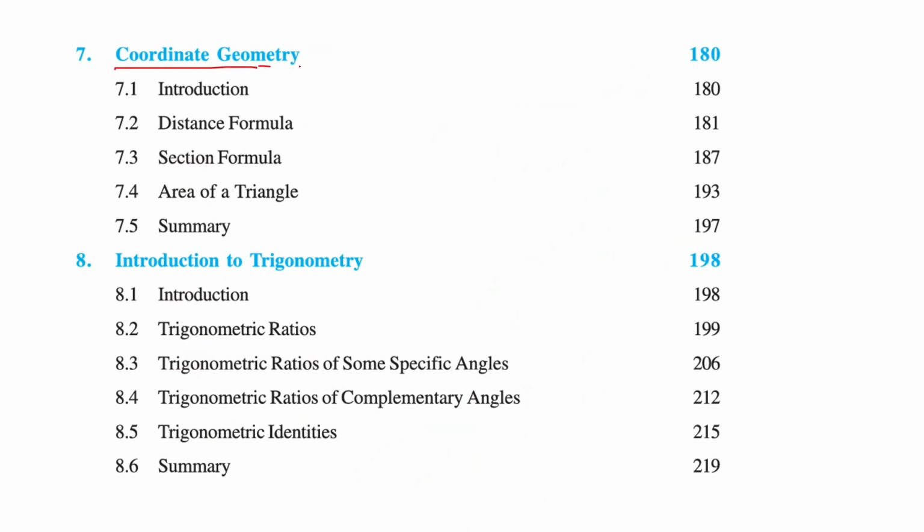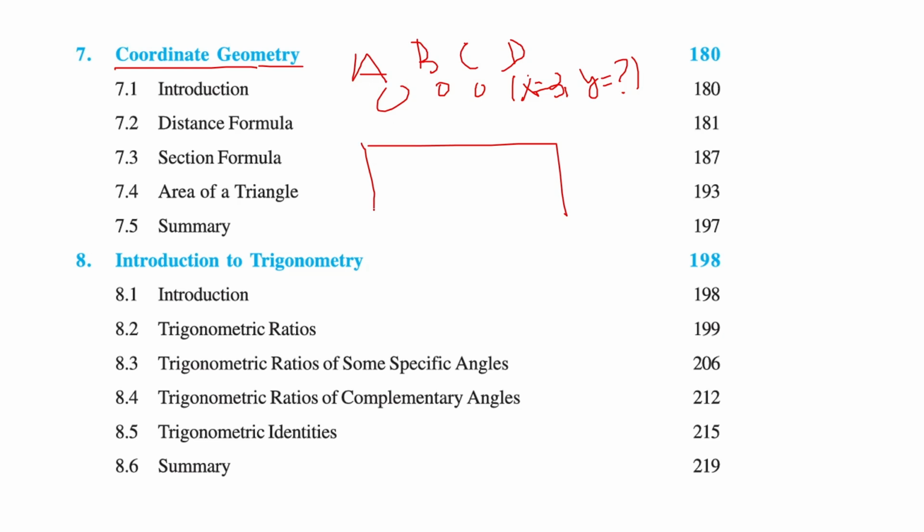Coordinate geometry. What is coordinate geometry? Same like they will give you 4 coordinates, and one coordinate is missing, so they will provide the other coordinates. They will give x equal to 3, and they will ask you what is the y equal to. So it forms a rectangle, so they will ask you what is the value of y. So this kind of thing can be asked in coordinate geometry. Generally it is asked.